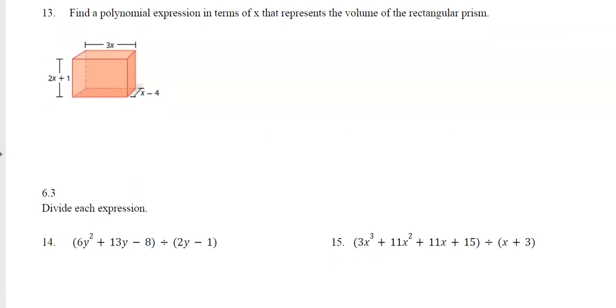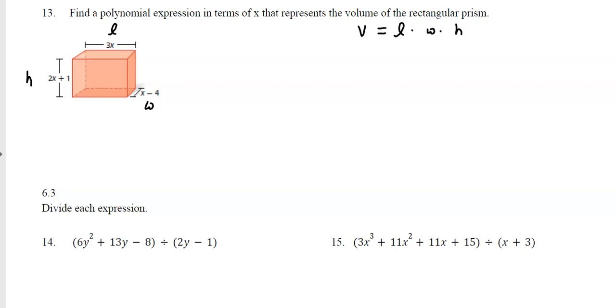Find a polynomial expression in terms of x that represents the volume of a prism. All right, so volume of a prism. Well, first of all, I need to know the formula. Volume of any prism is just length times width times height. So over here, I'm going to just call this the length. I'm going to call this the width. And I'm going to call this the height. So we got to multiply those three things together.